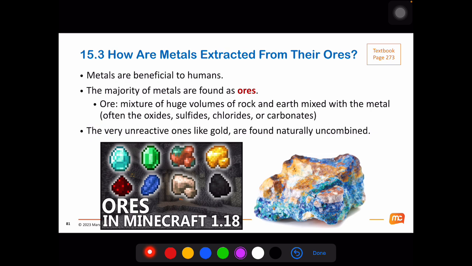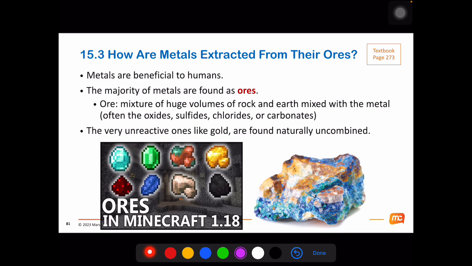Generally, for this concept, what we need to understand is that a lot of the metals are very reactive, which means that they actually exist as compounds in the natural world. So these ores are something that we need to do something to before we can get them out as the metals that we want for the reactions.